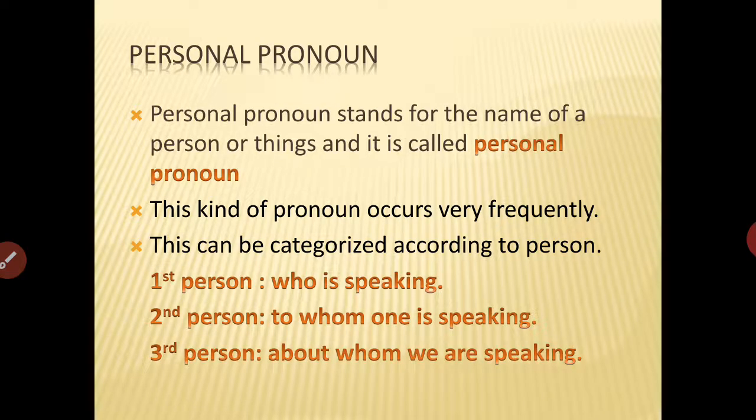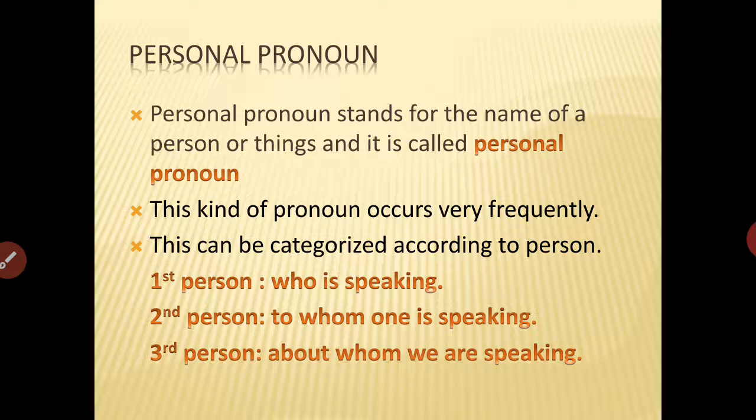A personal pronoun stands for the name of a person or a thing, and therefore it is called a personal pronoun. This kind of pronoun occurs very frequently. Very frequently means this type of pronoun comes very commonly, in almost each and every sentence we speak or write. Basically, they refer to someone or something that has already been mentioned to the speaker or listener.